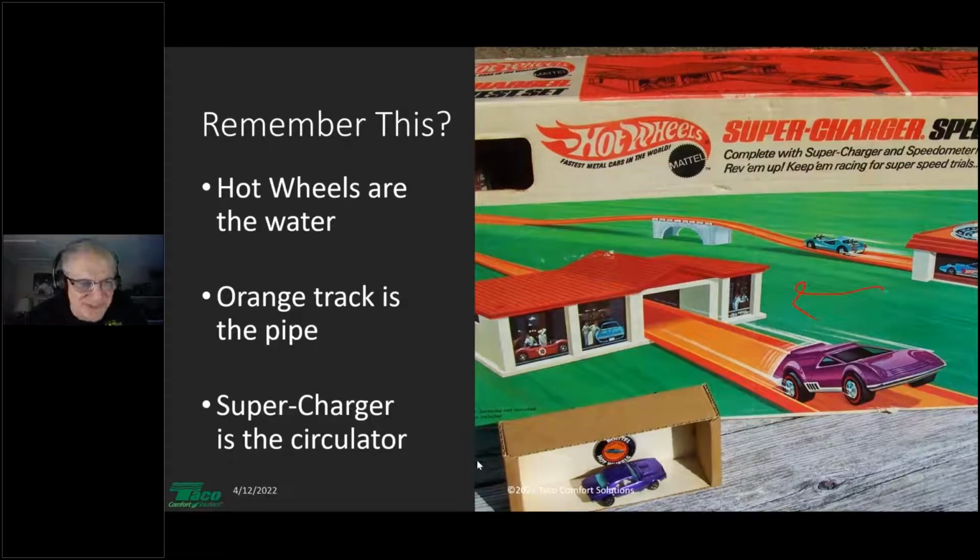I love that analogy. Let me know if it makes sense to you. It's just one of those things that I love because I loved Hot Wheels as a kid. Let me know if it makes sense to you.